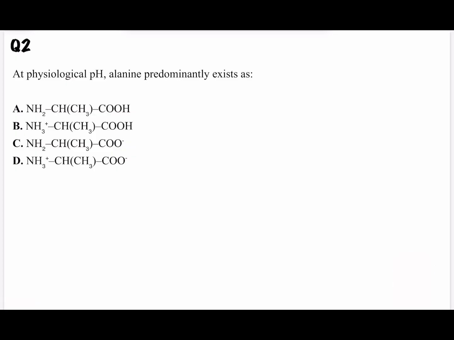And so now let's move on to question two. At physiological pH, alanine predominantly exists as, and then four choices. Immediately, right off the bat, we're talking about physiological pH, which is around 7. Really what this question is asking is if we know about the zwitterionic state of amino acids. Quickly, we can just draw what we expect alanine to look like at this pH, which is with a protonated amino group and a deprotonated carboxyl group.